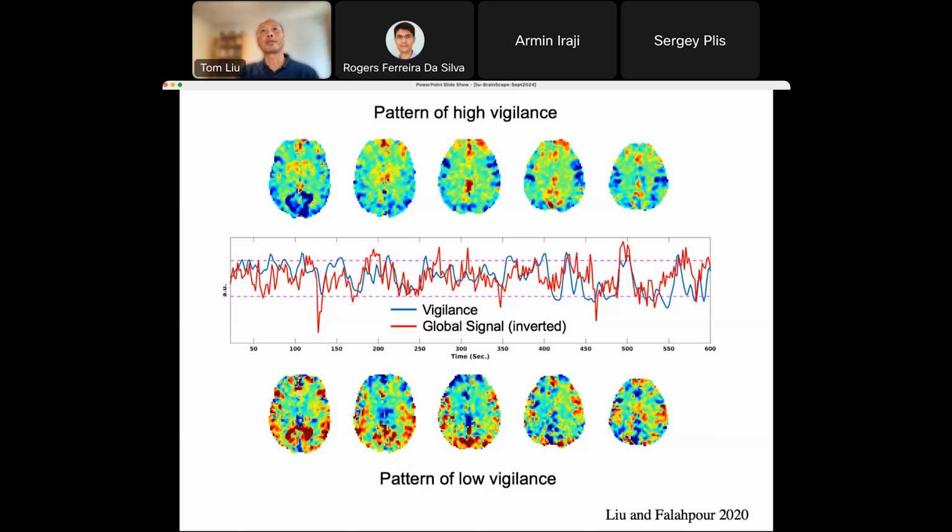These are just an average of the images at the points of high vigilance. And then if you average the data at points of low vigilance, you see these. So there just tends to be patterns of higher global fMRI signal when there's low vigilance, and there tends to be more negative values when there's high vigilance. And so that's something to keep in mind.